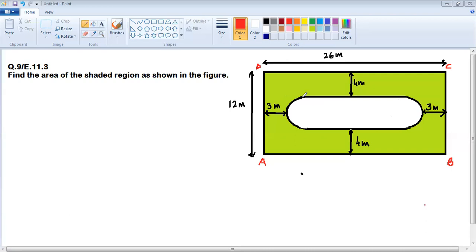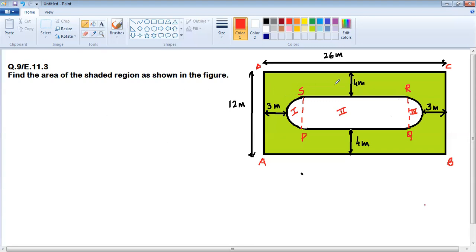One, if I join these semicircular ends like this and name these vertices as PQRS, then PQRS is a rectangle and these two are semicircular ends of the same radii. So I divide this unshaded part again into three subparts, that is part 1, 2 and 3.